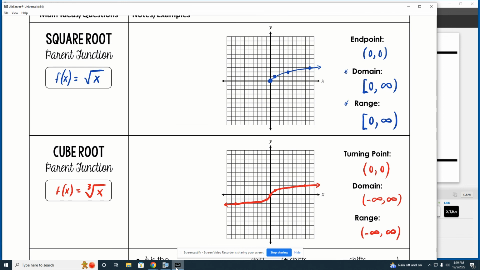So there you have it, guys. That's what a square root and a cube root function look like. Now, when it comes to all this stuff, we don't generally talk about x-intercepts and stuff like that. We talk more about the endpoint. Sometimes it's called the point of symmetry. We sometimes talk about the turning point. So there you have it. Okay, now we will talk about some other things, and we'll get to that in just a second.